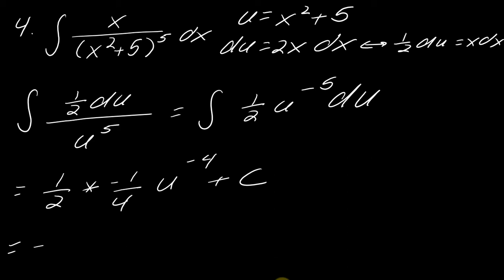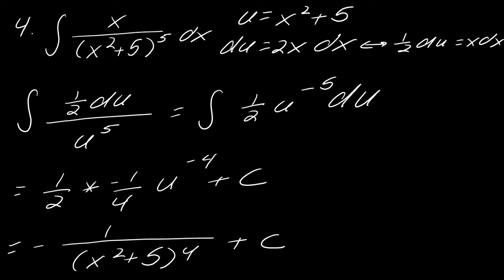Actually, I'll write this as a fraction. This will be -1 over (x squared plus 5) to the 4th plus c. So this one really wasn't that difficult, but I did want to throw something in here just in case.